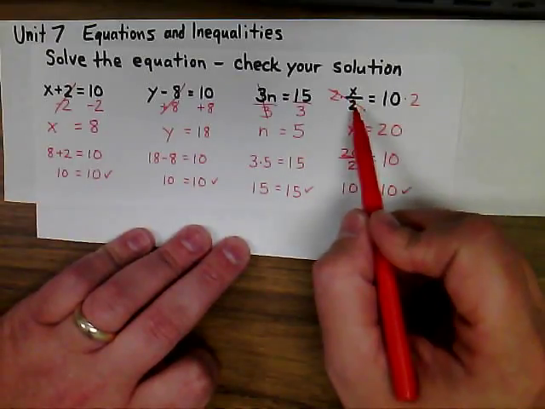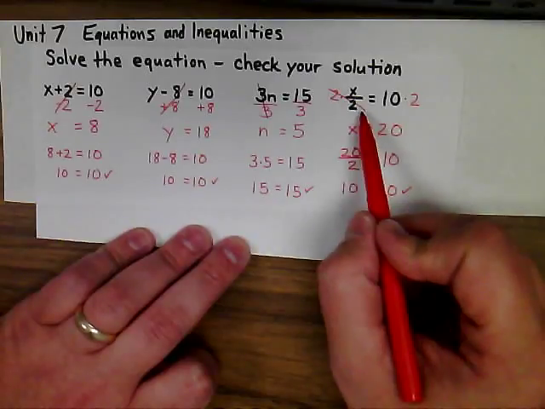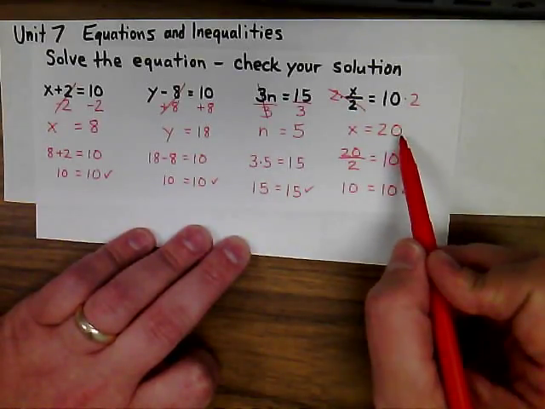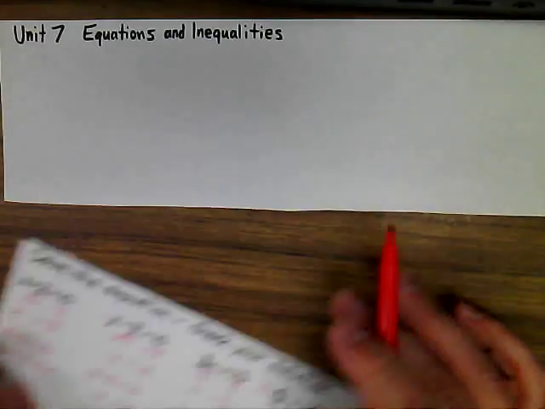Finally, x divided by 2 equals 10. We're going to multiply 2 times x divided by 2. Cancel out the 2's, leaving us with x. Doing the same thing over here and getting 20. We plug in 20 divided by 2. It does indeed equal 10. And so we know these solutions work.